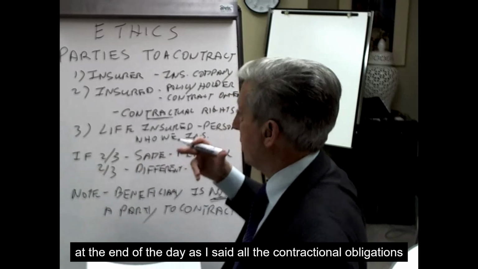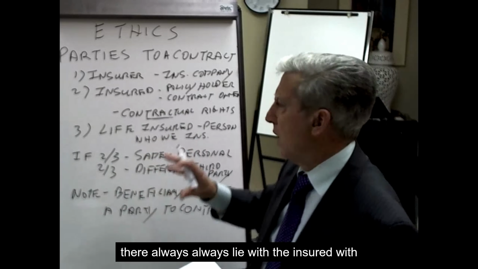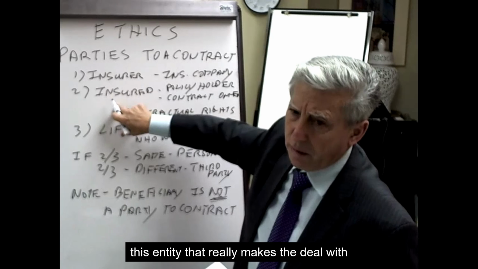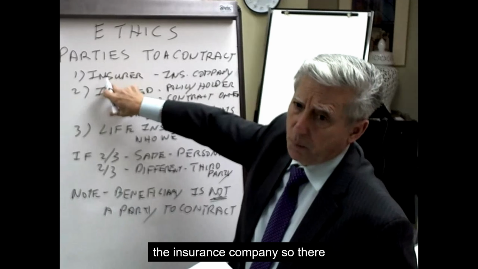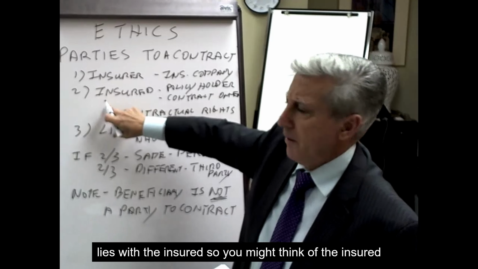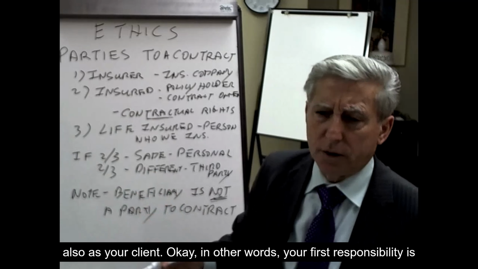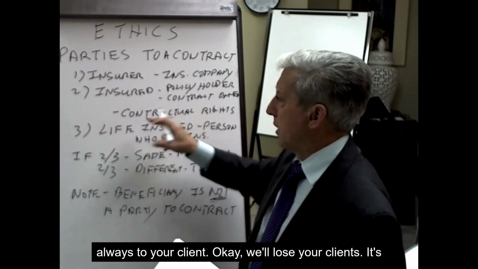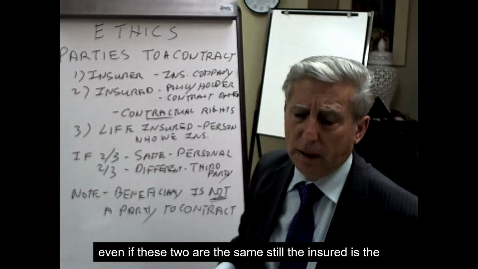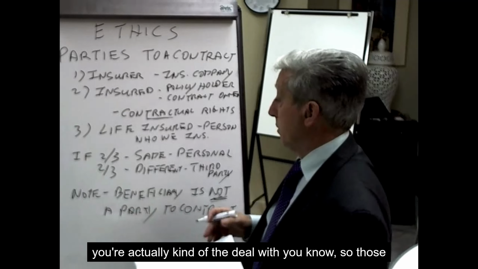But still, at the end of the day, all the contractual obligations here, all the fiduciary responsibilities, always lie with the insured, because this is the entity that really makes the deal with the insurance company. So your first layer of responsibility always lies with the insured. You might think of the insured also as your client. In other words, your first responsibility is always to your client. Well, who's your client? It's not the life insured. It's really always the insured. Even if these two are the same, the insured is still the entity that you're actually cutting the deal with.